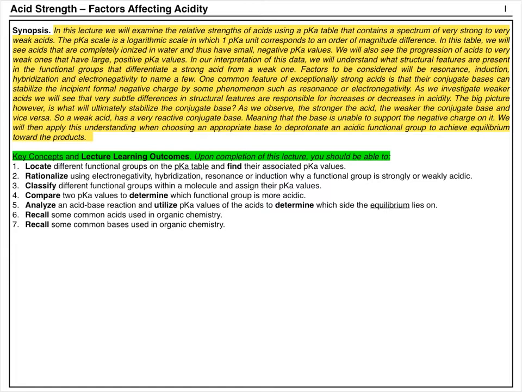As we investigate weaker acids, we will see that very subtle differences in structural features are responsible for increases or decreases in relative acidity. The big picture, however, is what will ultimately stabilize the conjugate base. As we observe, the stronger the acid, the weaker the conjugate base, and vice versa. So a weak acid has a very reactive conjugate base, meaning that the base is unable to support the negative charge on it. We will then apply this understanding when choosing an appropriate base to deprotonate an acidic functional group to achieve equilibrium towards the products.